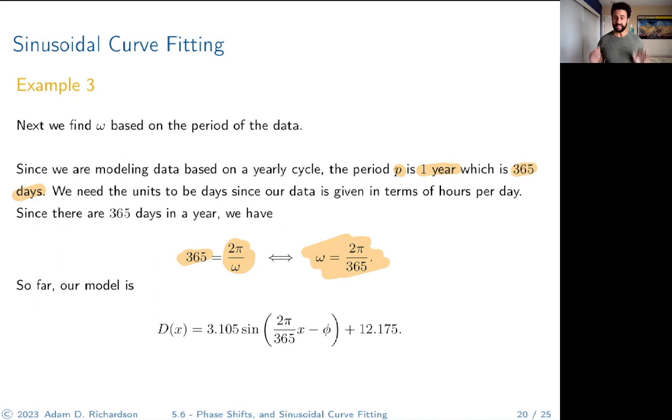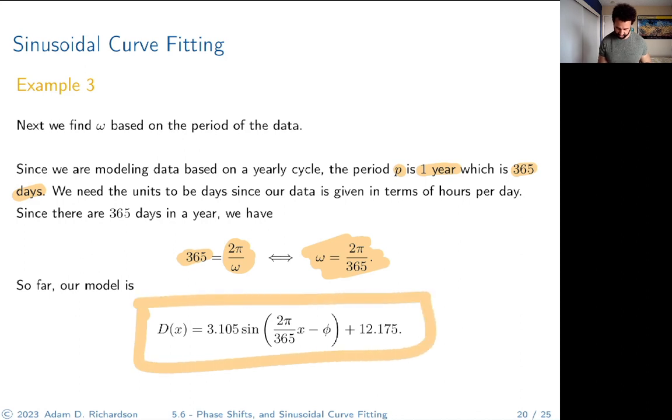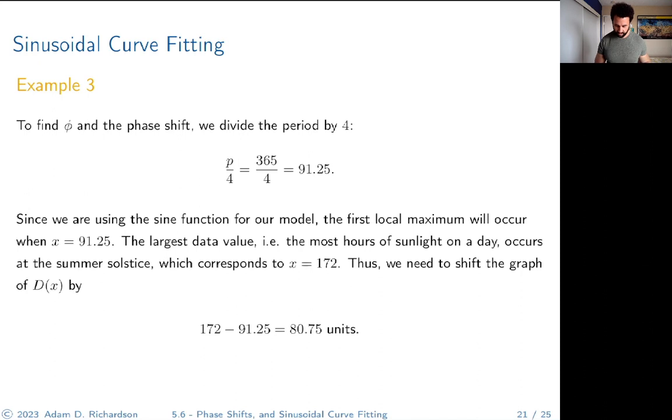Now, at this point, this is what our function looks like so far. We have A, we have omega, we have B, but we don't know what phi is, and we don't know what the phase shift phi over omega is. Now we have to find that. So how do we find that? Well, we take the period and divide it by 4. In our case, the period's 365. When you divide it by 4, you'll get 91.25.